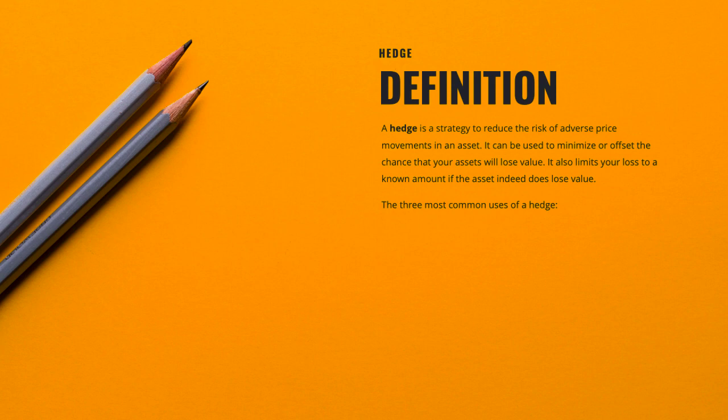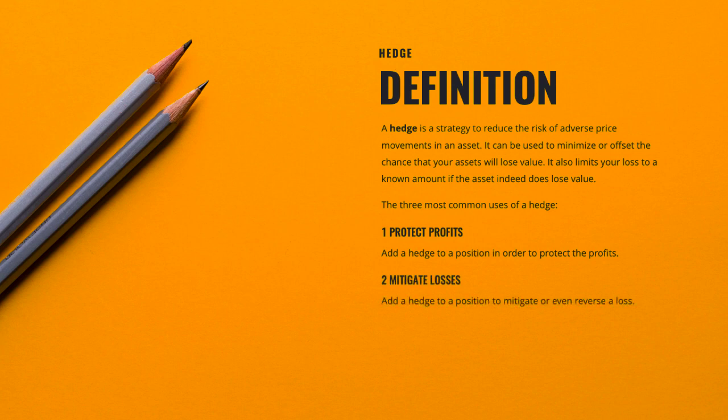The three most common uses of a hedge are: one, to protect existing profits. Once you have a position that's in profit, one can add a hedge to a position in order to protect those profits. Two, we can use a hedge to mitigate losses. One can add a hedge to a position to mitigate or even potentially reverse a loss.